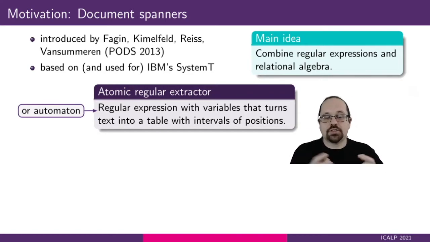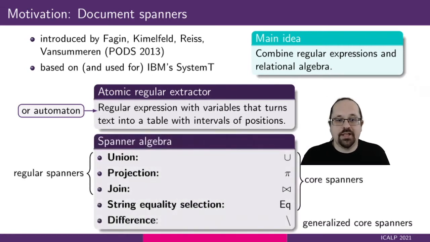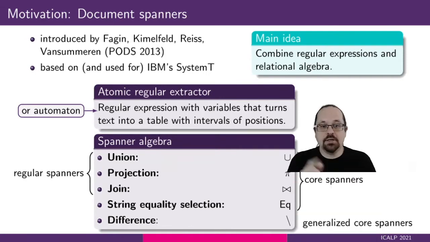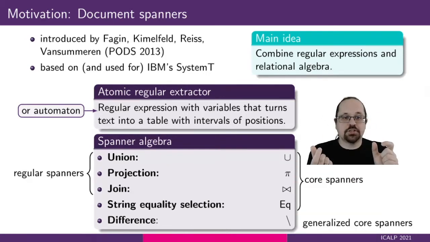And when you match, then every variable leads to a column in your table. And in those columns, you keep intervals of positions, the location where the match was. That could also be an automaton. And on top of that, you put a relational algebra using union, in logic terms disjunction, projections, so existential quantifiers, join, conjunction, difference, negation, and sometimes string equality, where we look at two different intervals of positions and compare whether they describe the same word in the text, hence string equality.